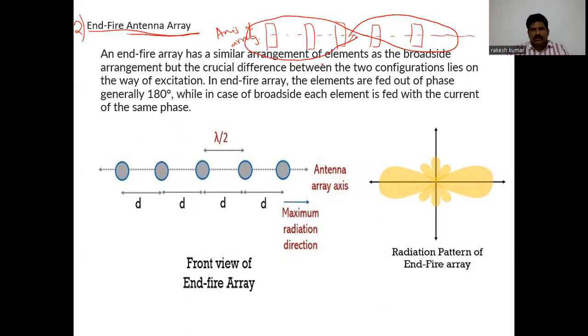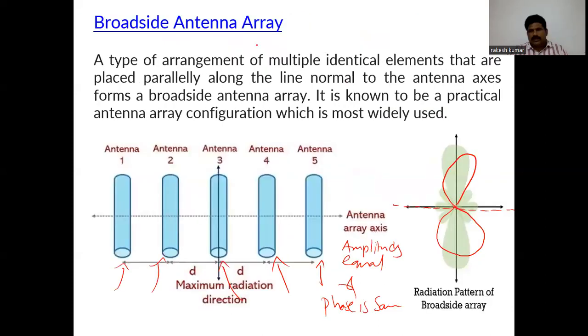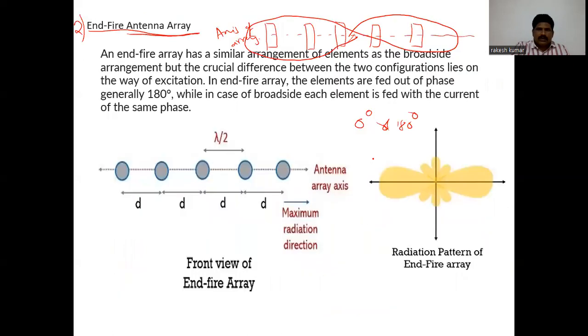If the maximum radiation is along the axis of array, then such a type of antenna array is called end fire. Generally, the maximum radiation is around 0 degrees or 180 degrees. Whereas in a broadside array, the maximum radiation is around 90 degrees and 270 degrees. In the end fire array, the maximum radiation is around 0 degrees.